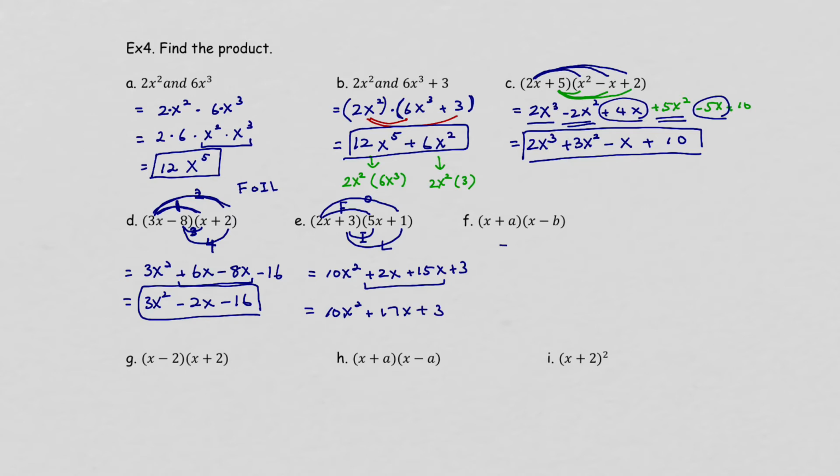Let's try one more time with this. So it will be x times x, times negative b, 8 times x, and then positive 8 times negative b. And it looks like you don't have like terms to combine, so that must be it.